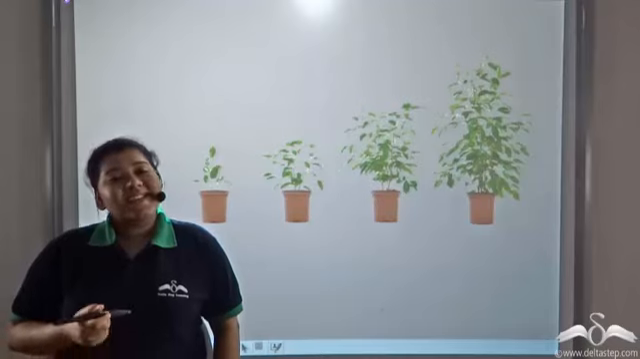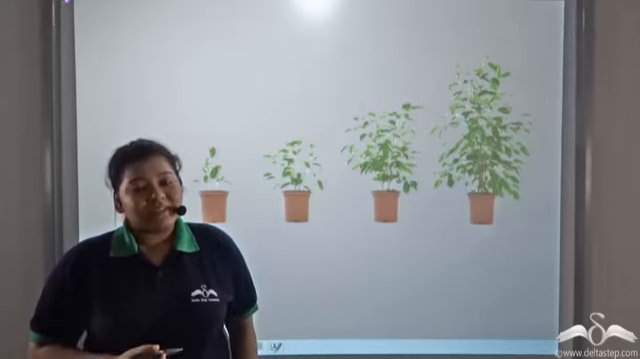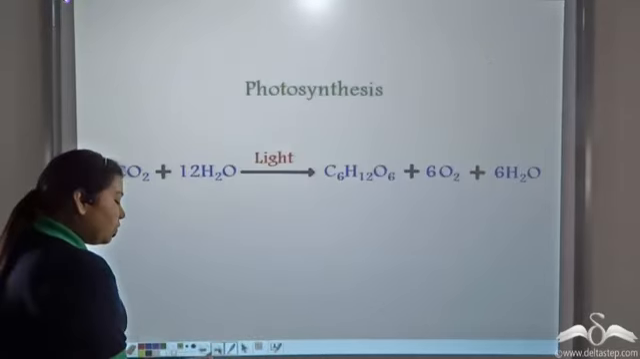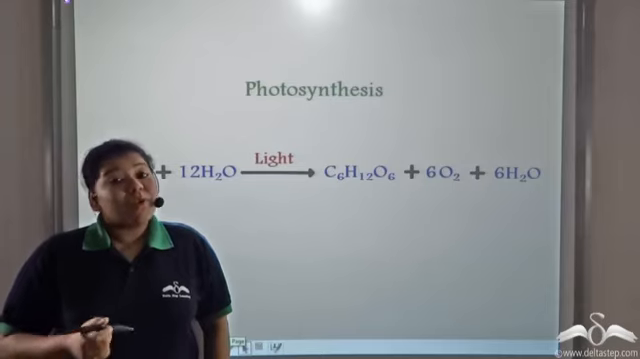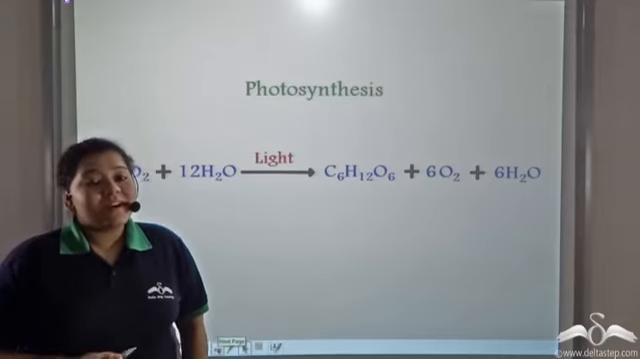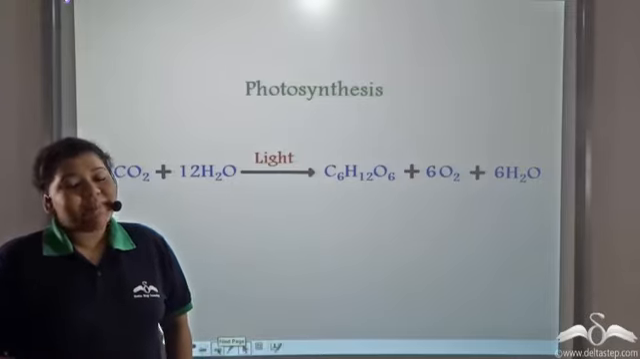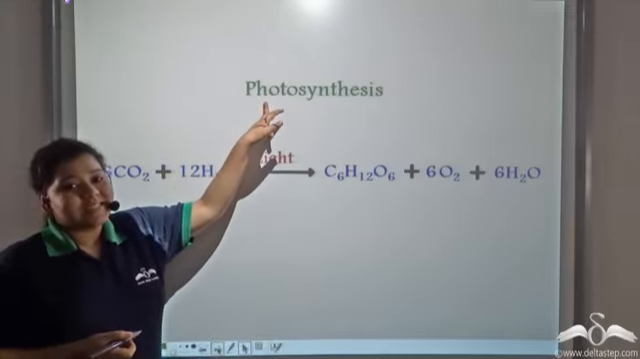Water is an essential requirement for green plants for growth. Now, why do plants require water? Well, the most important reason is water is required by green plants to manufacture food by the process of photosynthesis.